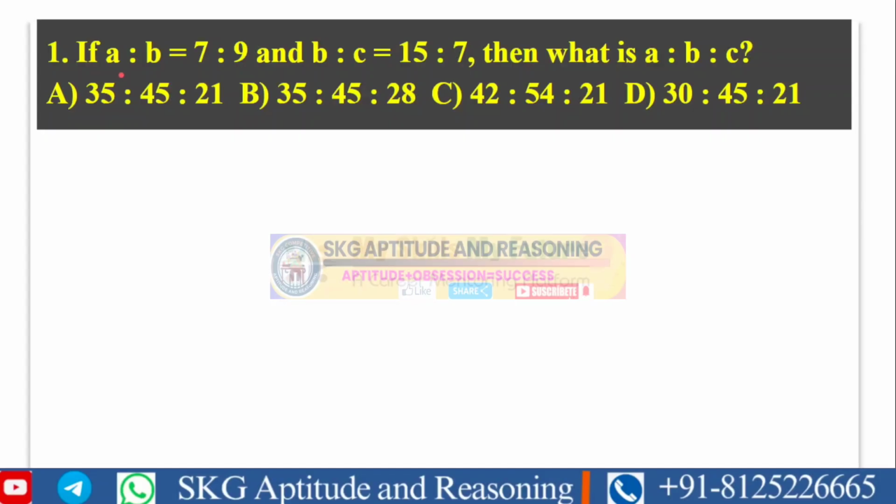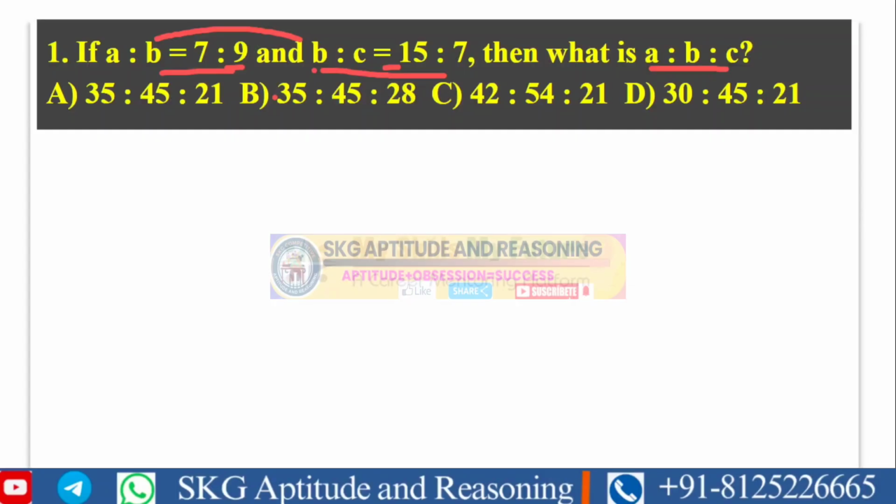If A is to B is 7 is to 9 and B is to C is 15 is to 7, and he asks us to find the value of A is to B is to C. This was explained in the third example. Here the common element was B. B was 9 in the first ratio and B was 15 in the second ratio. What you need to do is make the B value the same in both the ratios. For that, you can apply method 1 or method 2 or method 3.